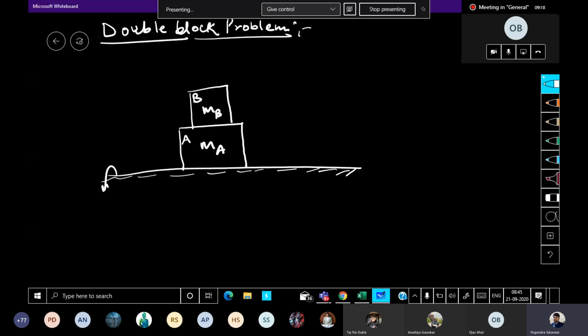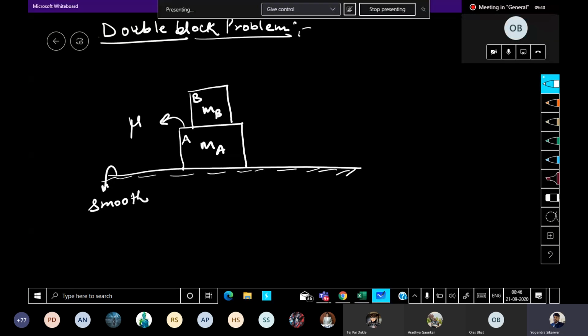This surface on which lower block is kept is smooth, and this surface between A and B has friction. Let me call it mu, or rough. Mu means friction is there, rough means friction is there.